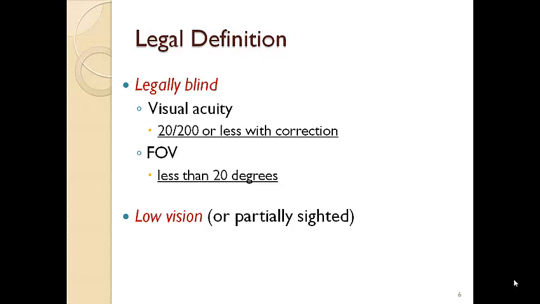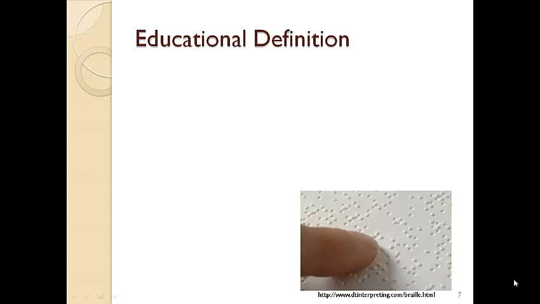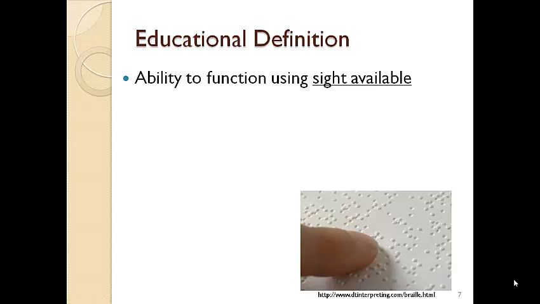Based on our legal definition, a person who has low vision or is partially sighted will have visual acuity between 20/70 and 20/200, again with correction. And the field of vision varies for people with low vision. On the other hand, the educational definition of blindness is based on how well students can function in the classroom with whatever sight they have available, and they focus more on reading. Students are considered blind if they are able to read Braille.